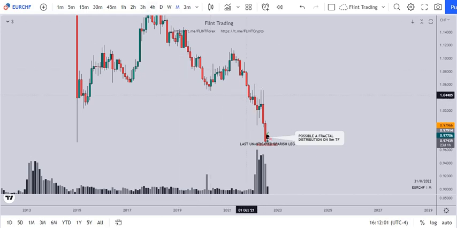So that was the momentum right there. It was really strong. The structure was kind of to the downside, and I was expecting price to maybe push a little bit downside.